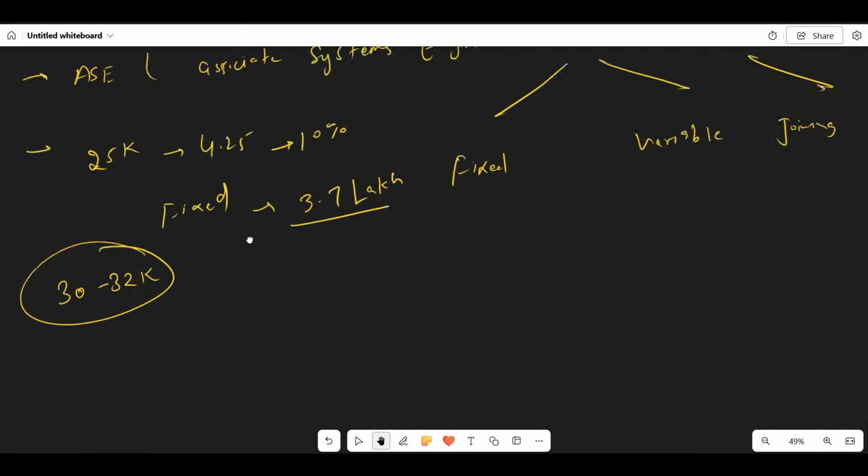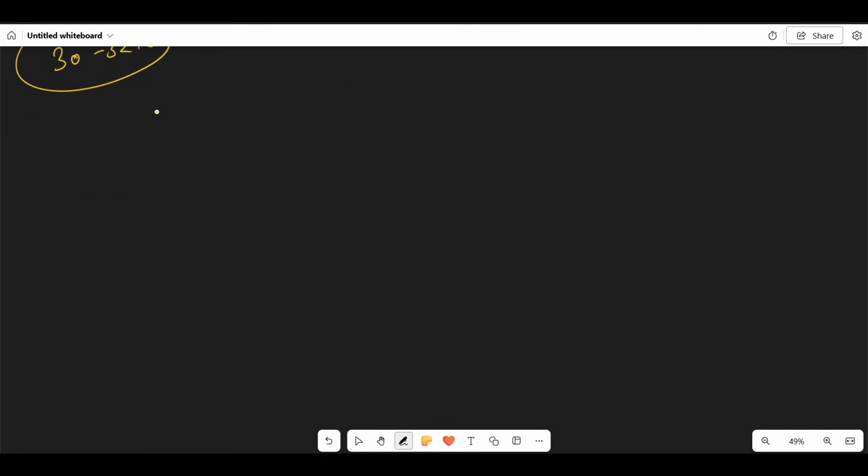The best part is they promote you within 1 to 2 years and your salary package will be increased in a good manner. So you can expect that after 1 to 2 years, your pay package can be around 40 to 42,000 rupees. Now talking about this profile, the whole process is divided into multiple parts.